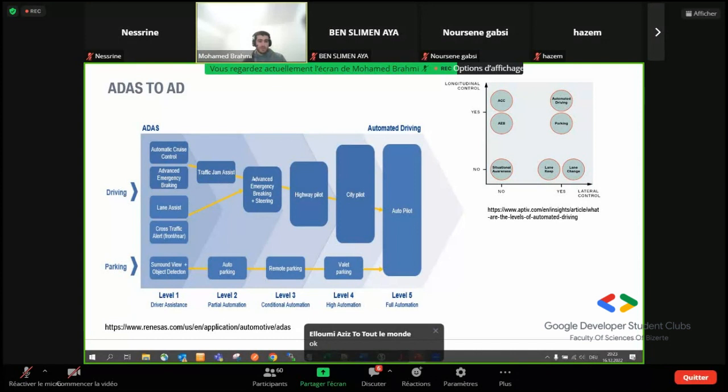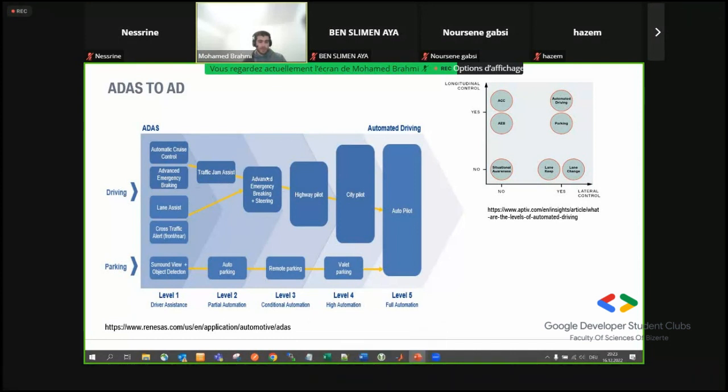As soon as we start to combine those systems, we go to the autonomous driving, where the car is or will be able to completely drive by itself, because now we have both aspects. We have the longitudinal control and the lateral control.